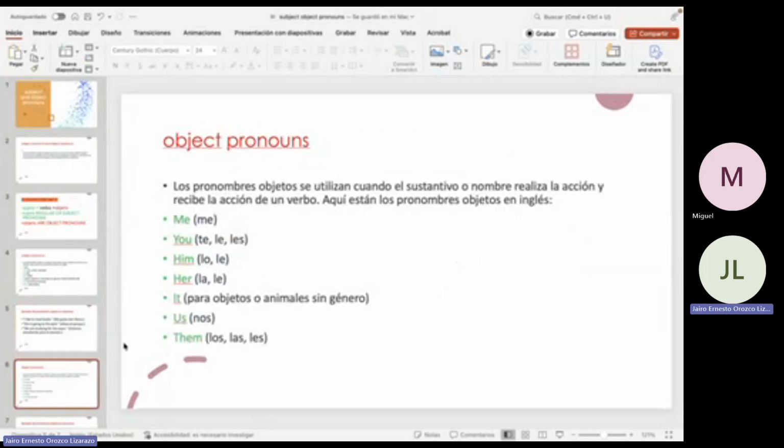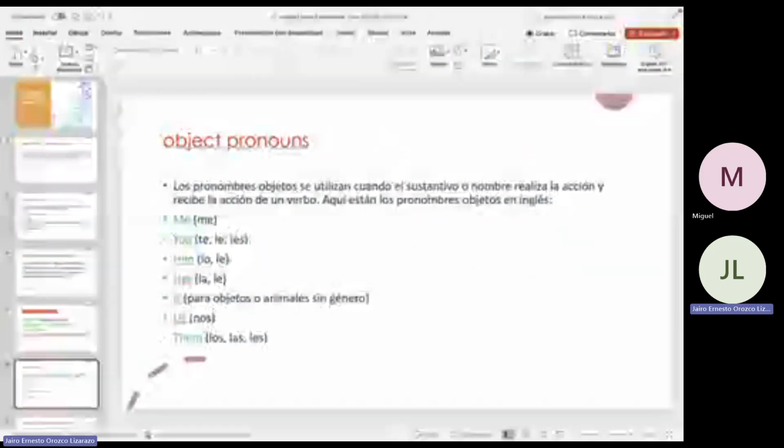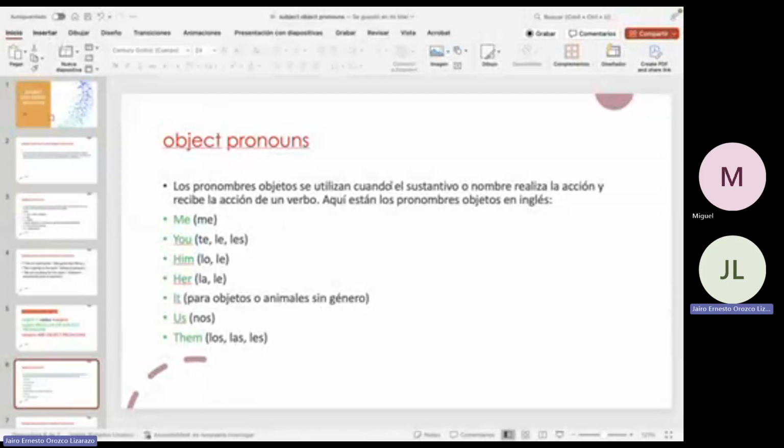Object pronouns, on the other hand, are the ones right here at the end, objeto, right? So object pronouns are used when the noun or the pronoun makes an action and we have to specify who is receiving the action. Okay. So me in Spanish, me; you in Spanish, te; him in Spanish, lo or le; her in Spanish, la or le; it for objects or animals; us in Spanish, nos; them in Spanish, los, las, les.